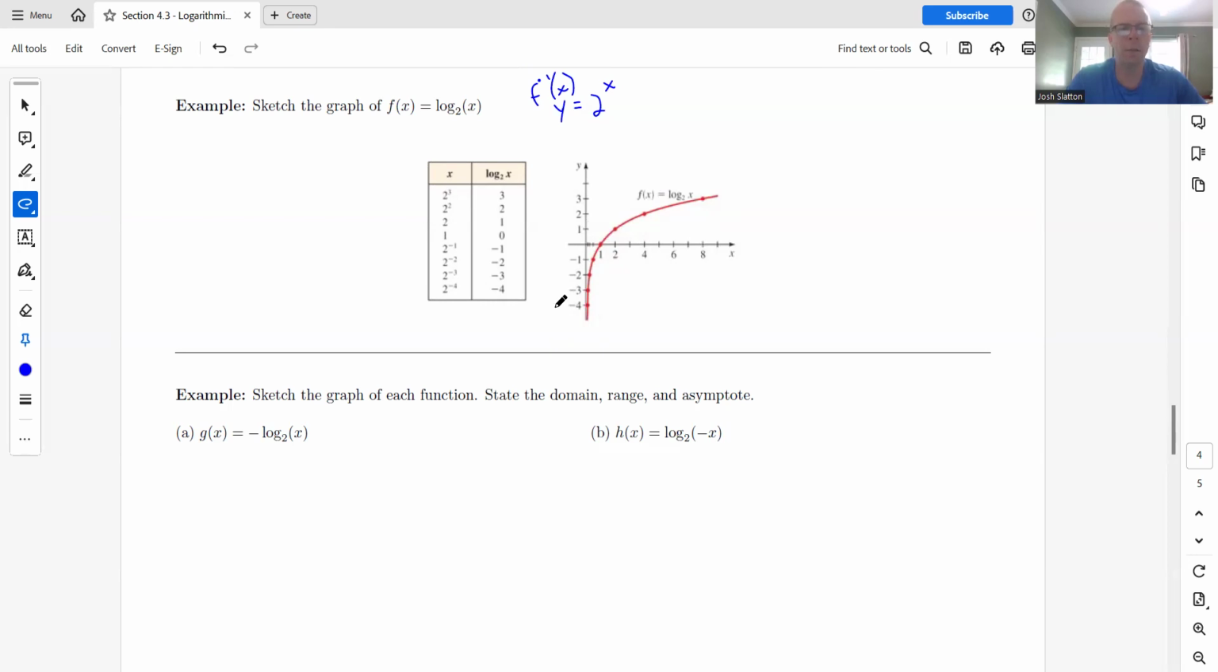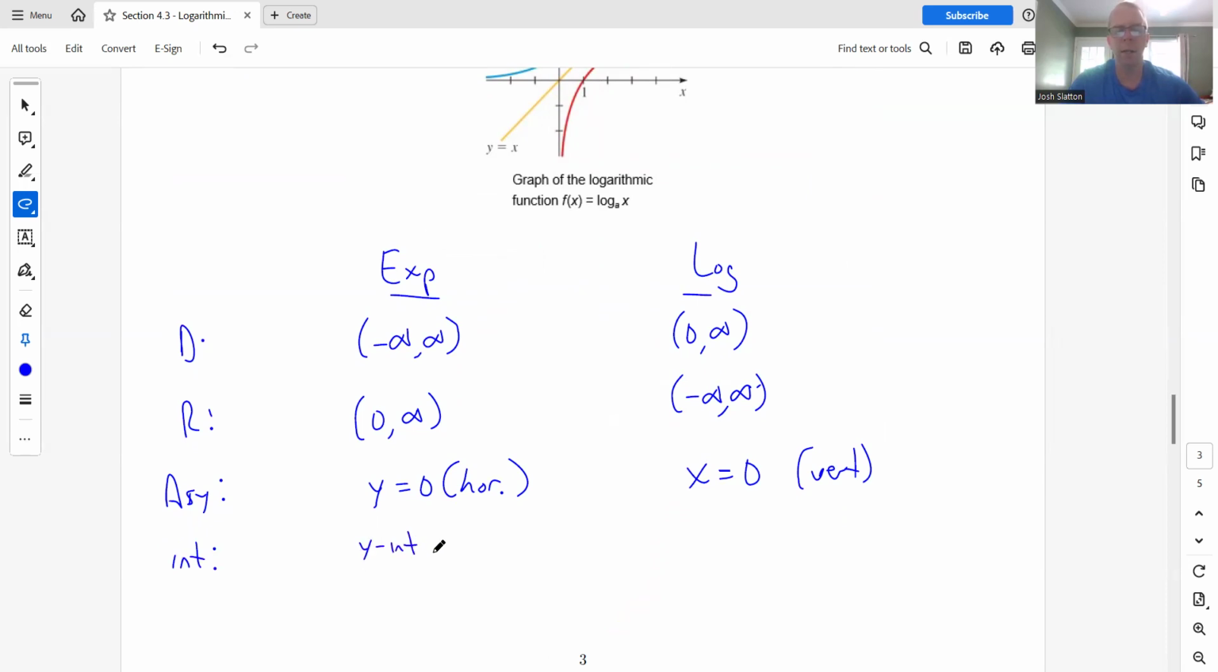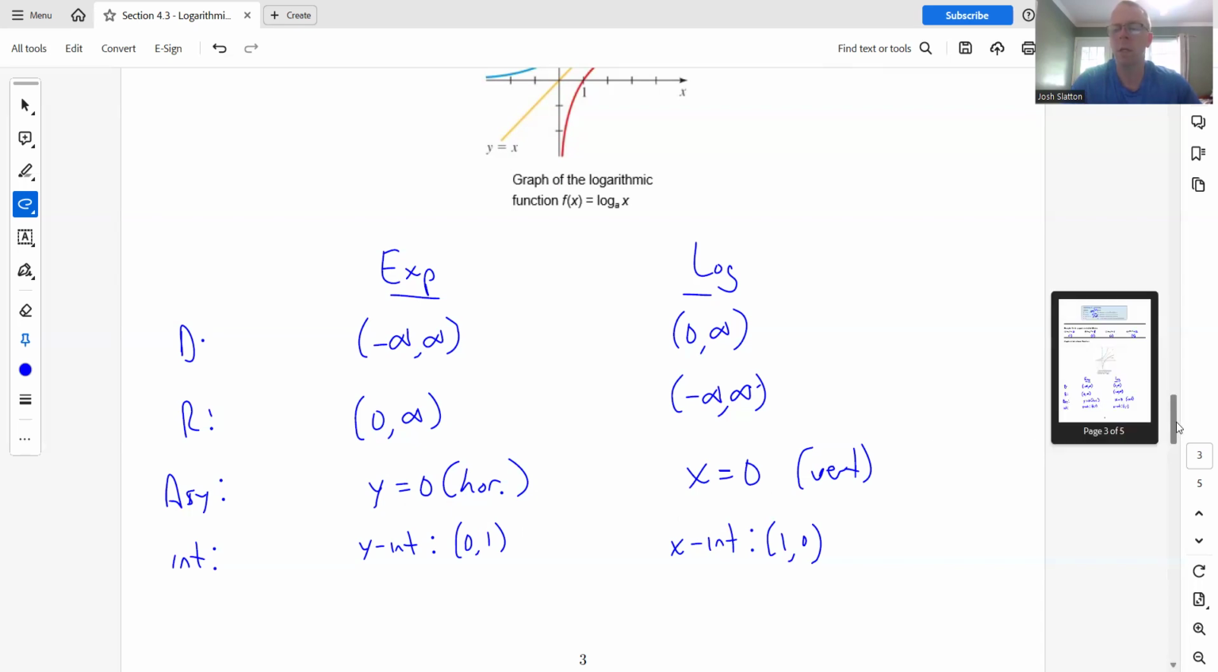By the way, one other thing to mention on the graph, we could talk about the intercept. Here we have a y-intercept at 1, so 0, 1. Here we have an x-intercept of 1, 0. So like all inverse functions, the ordered pairs are switched, and so the y-intercepts become the x-intercepts, and vice versa.